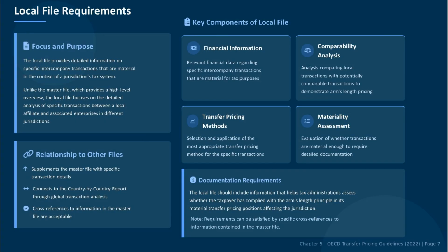The local file delves into specific intercompany transactions, providing detailed analysis crucial for a jurisdiction's tax system. It supplements the master file by focusing on transaction specifics and connects to the country-by-country report through global transaction analysis. Key elements include financial data, comparability analysis, transfer pricing methods, and materiality assessment, ensuring compliance with the arm's length principle.